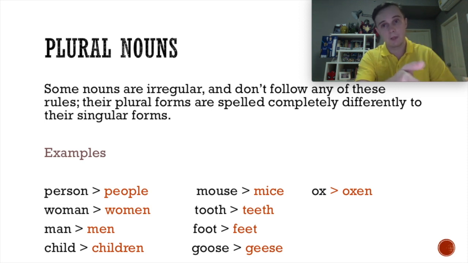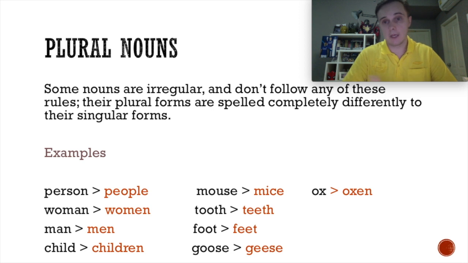Person becomes people, you don't say persons. Woman becomes women. Man becomes men. Child becomes children. If you've got more than one mouse, you have mice, one tooth, or teeth. If you've got one foot on your left leg, one foot on your right leg, that's one foot, one foot. Together you have two feet.